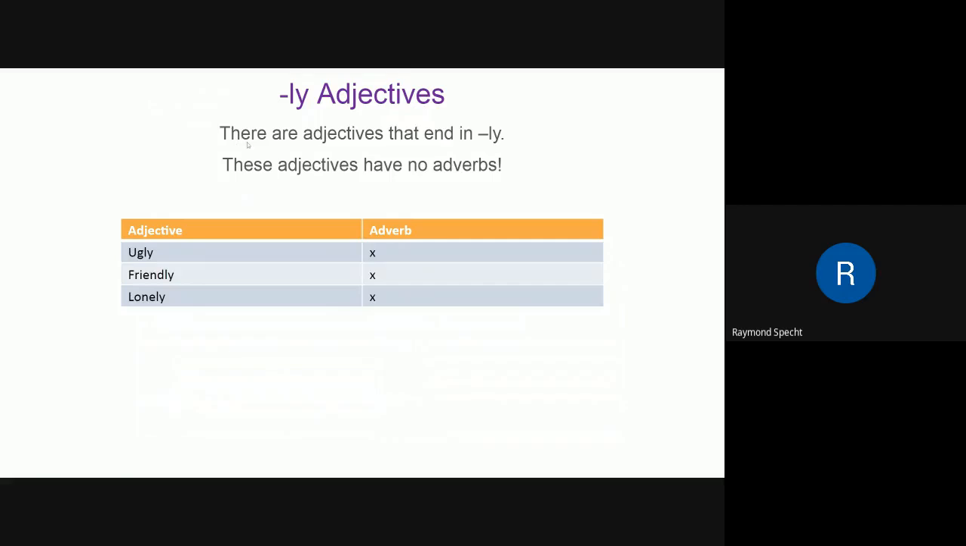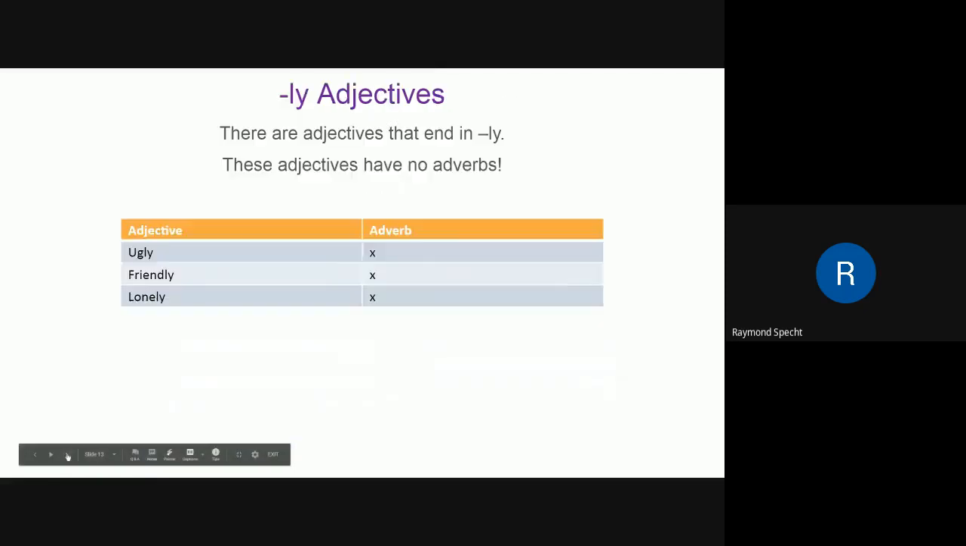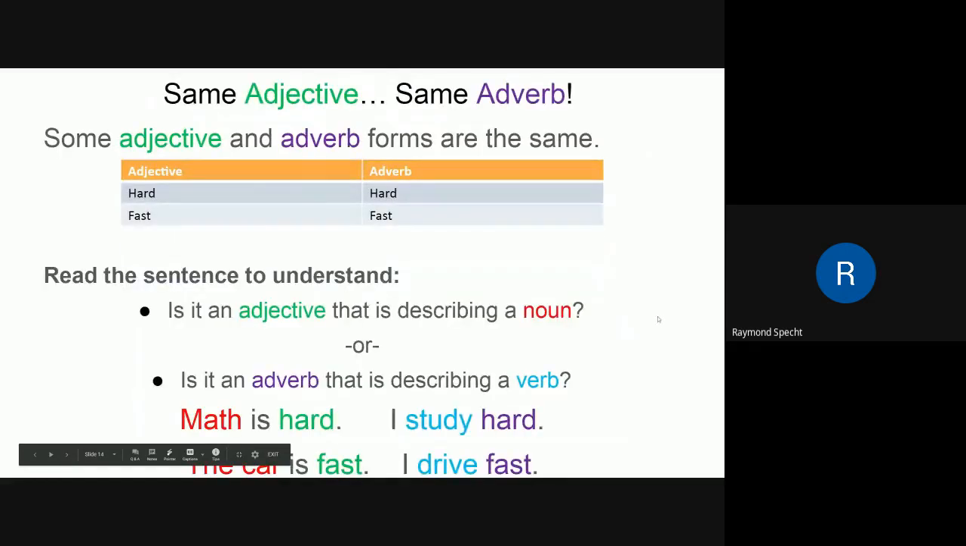Okay, more ly adjectives. There are adjectives that end in ly. These adjectives have no adverbs. So now we were seeing that you usually see ly at the end of the word and then you think it's an adverb. But some adjectives end in ly and there is no adverb form. Ugly, friendly, lonely. All right. Okay, take a minute to read over this slide and then we will go over it together.